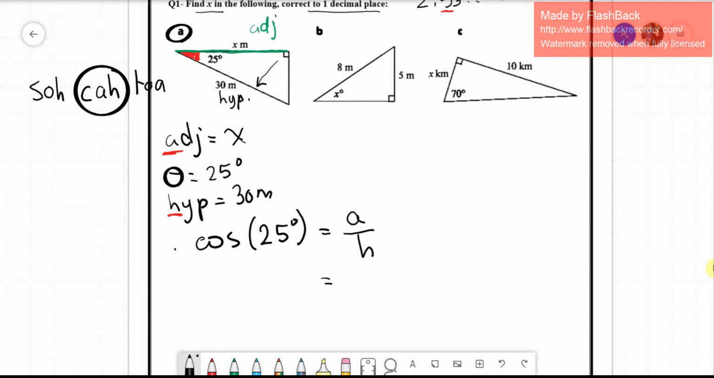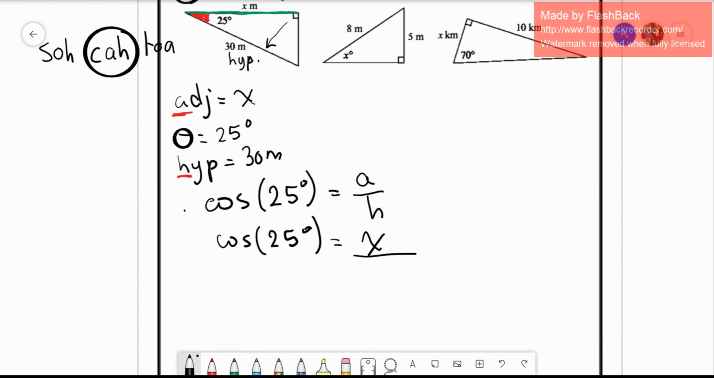Now I'm going to substitute the values in the ratio. The adjacent is x. I need to find it. You can keep it A if you want. And the hypotenuse is 30 meters. Now I will change the cosine 25 into a fraction. How? There's an invisible one. Why? Any whole number, to change it to a fraction, the only way to change its shape, but you don't change the value, is to write it over 1. Because when you divide any number by 1, it gives you the number itself.